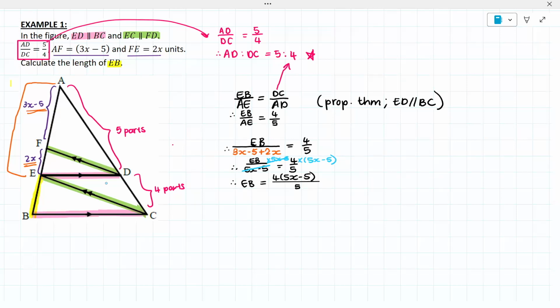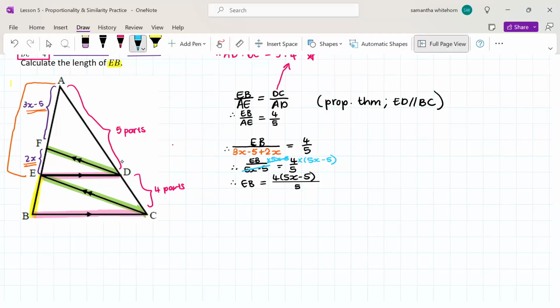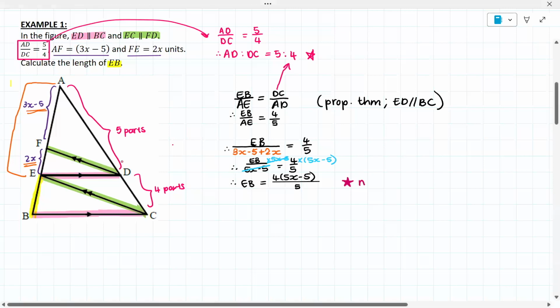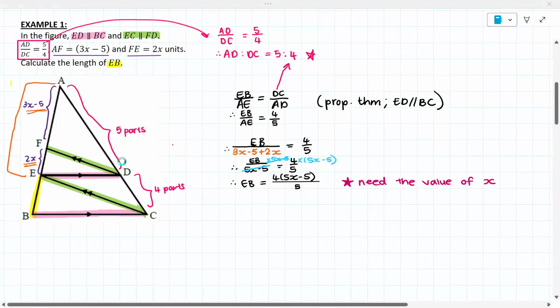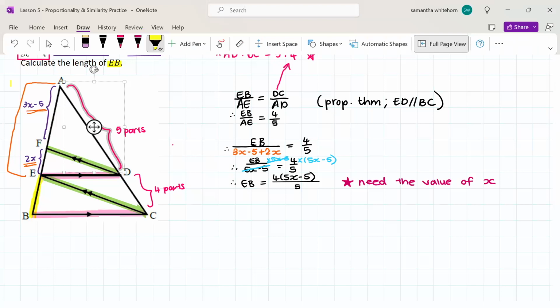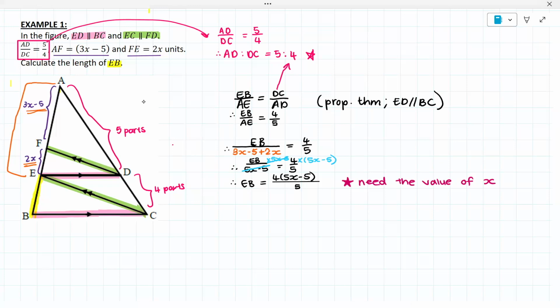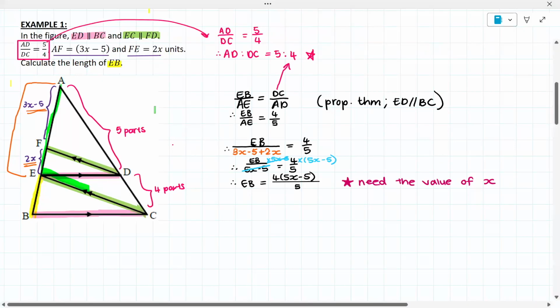Okay, so that's what we got as EB. Now the question said determine the length of EB. It didn't say anything about in terms of x. So now that we're at this point, what we need to realize is that we need to know x's value. Now go back to what I've given you. We've already used the big triangle ABC. So we've already gone and worked with a ratio in ABC. We have not yet used the triangle that contains the green parallel line. So that would be triangle AEC.